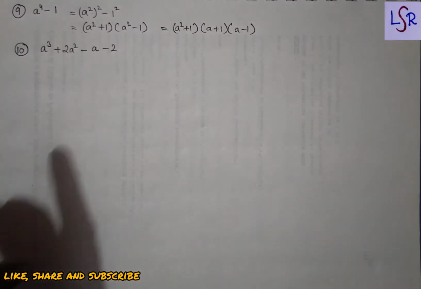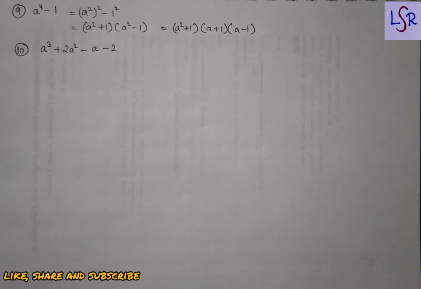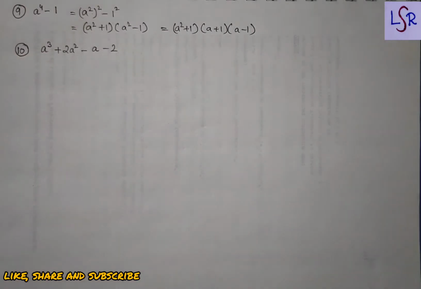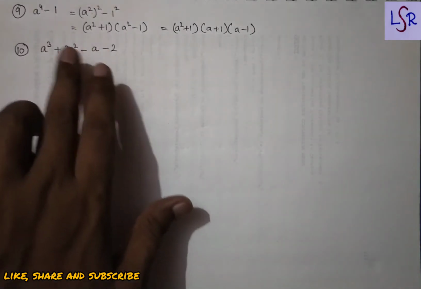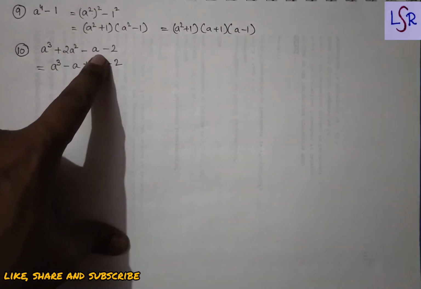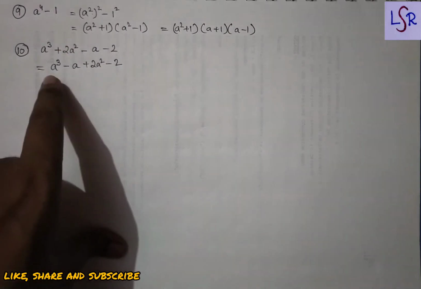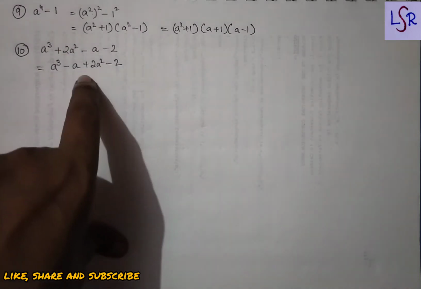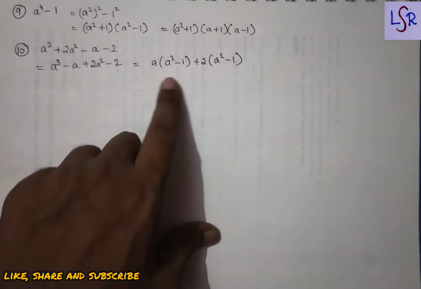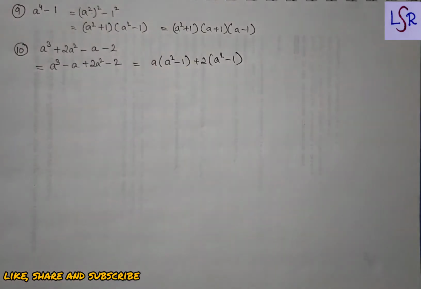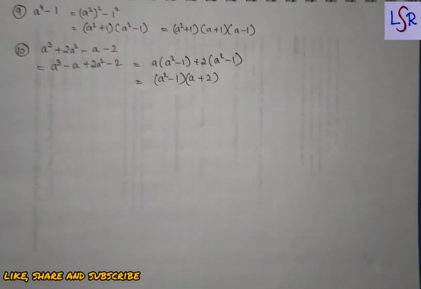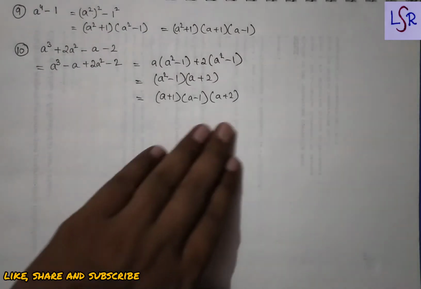Now let's go for question number 10. Here in this question we see that we can't take anything as a form of a square minus b square. First of all we are going to rearrange them. After rearranging we have got this. We have just shifted minus a in place of this one. Now we can take a common of a from these two and a 2 from these two. After taking a common we have got this. Now we can take a common of a square minus 1 from both of it. Now a square minus 1 can be written as a plus 1 and a minus 1. And finally, we have got this.